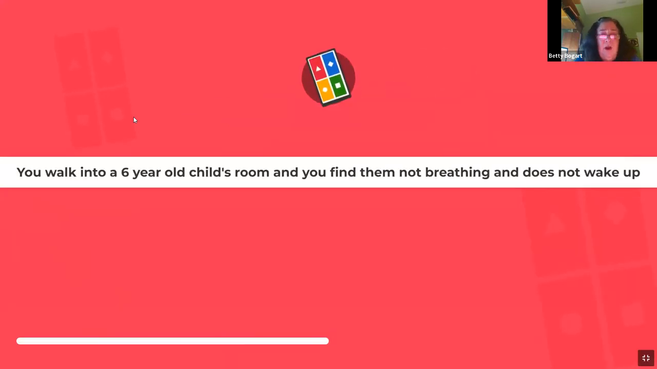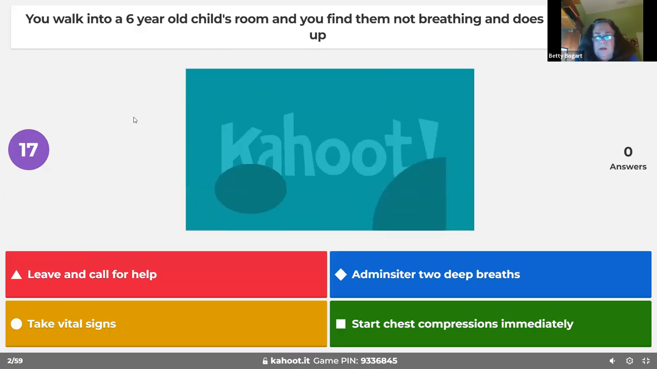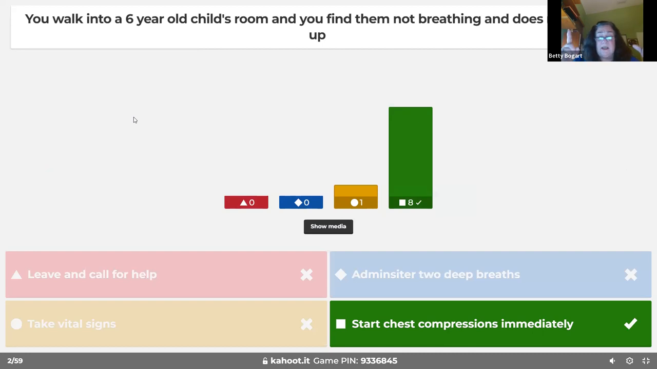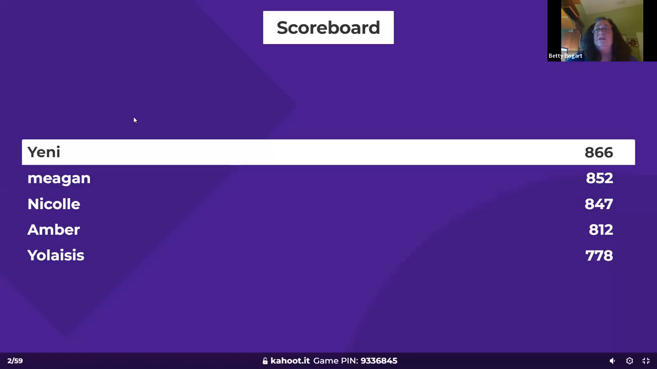You walk into a 6-year-old child's room, you find them not breathing and doesn't wake up. What do you do first? And this is just knowing your CPR. Start chest compressions, that's first. Years ago, they wanted you to do mouth to mouth, and many people didn't, and many people died because of that. So they did research and found out there's enough oxygen in the blood just to do chest compressions without a mouth to mouth, and people survived that way. That's why that changed.